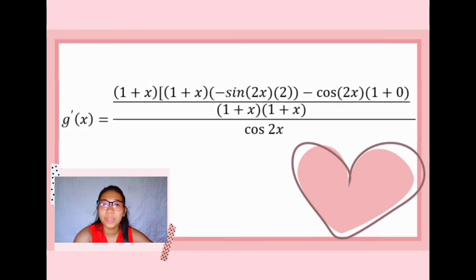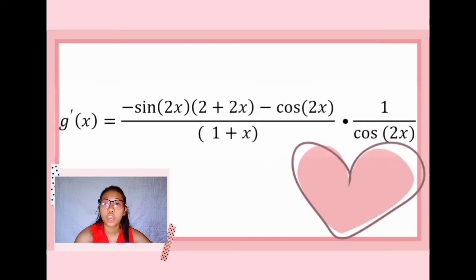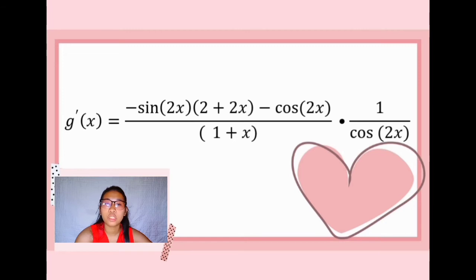Now, we get 1 plus x times the quantity of negative sine of 2x times 2 minus cosine of 2x times the quantity of 1 plus 0 all over 1 plus x squared. We just factor the 1 plus x, and we divide it by cosine of 2x. We can cancel out the 1 plus x, which makes the equation negative sine of 2x times 2 plus 2x minus cosine of 2x all over 1 plus x multiplied to the reciprocal of cosine of 2x.